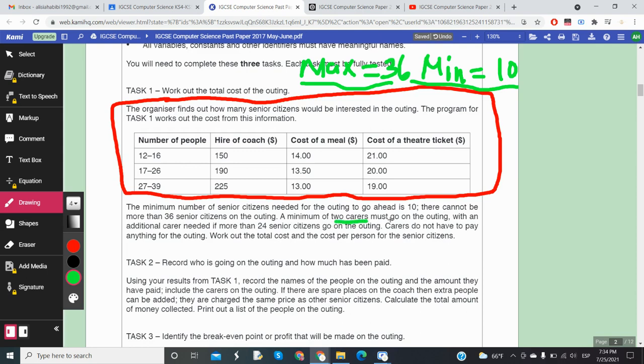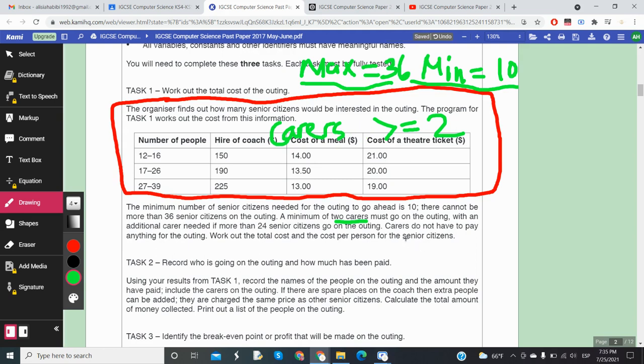So we know again the minimum number of carriers that can go on this outing should be anything that is greater than or equal to 2. So that is the carriers. So a minimum of 2 carriers. So if we write this down, this is another piece of information. So carriers should be greater than or equal to 2.